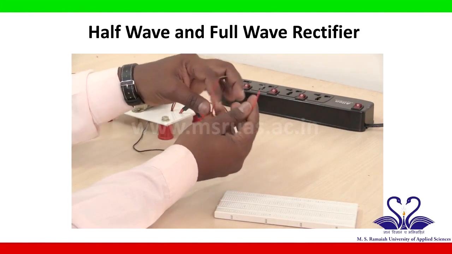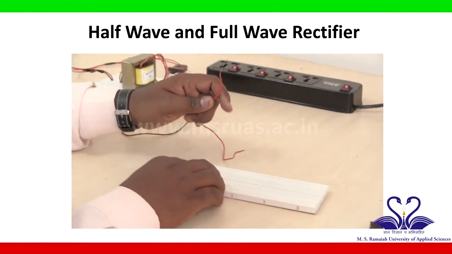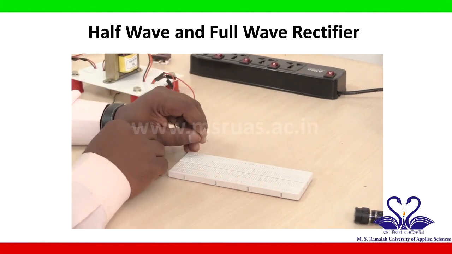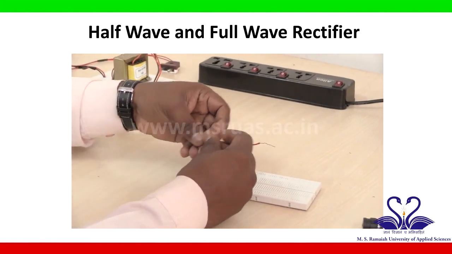And we have 2 terminals. They are the secondary terminals of the transformer. One terminal of the transformer secondary is connected to the P side of a diode. I will take a diode and connect it on the breadboard.